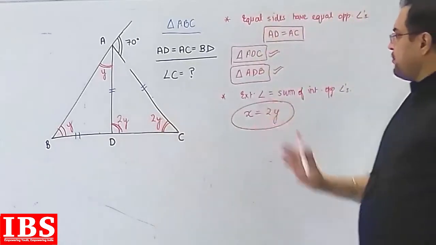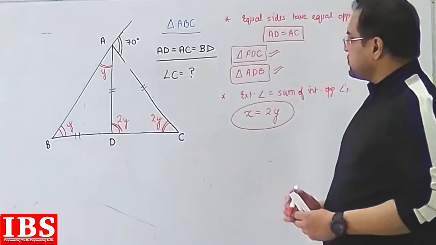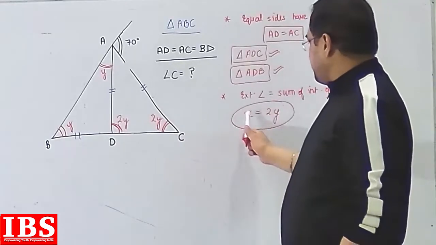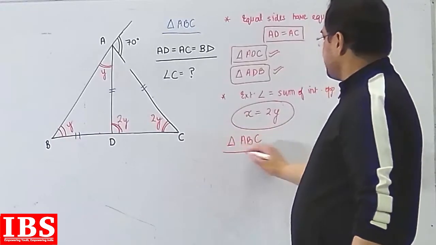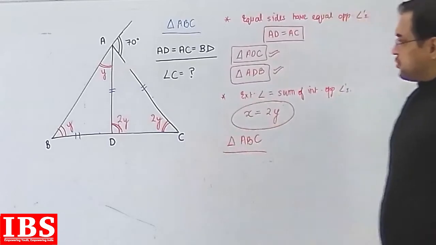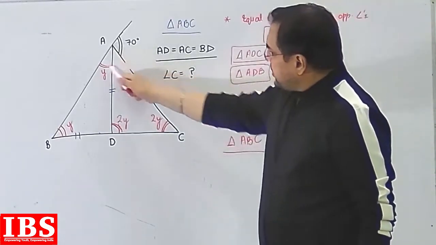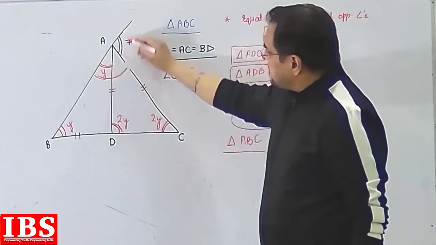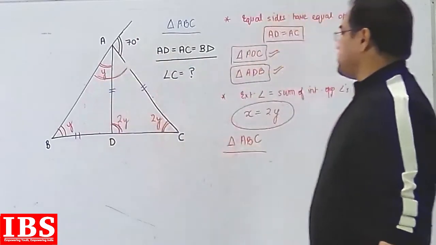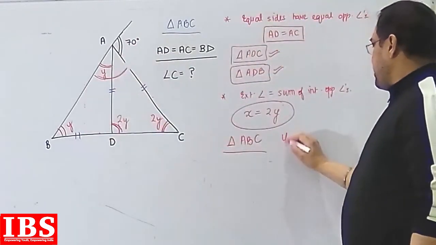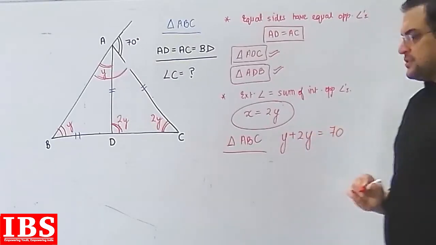Okay, so now we have simplified much of the question. So let us see, the same property will apply in triangle ABC. Okay, so how do we apply this property here? This is angle A, and this is angle A exterior. So angle A exterior will be equal to sum of interior opposite angles, that is y plus 2y will be equal to exterior angle, that is 70 degrees.